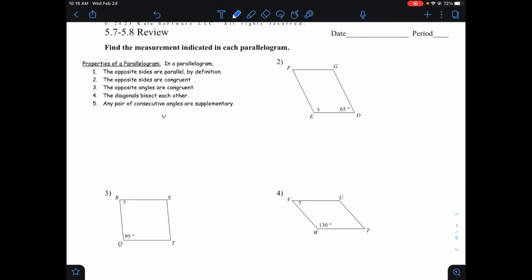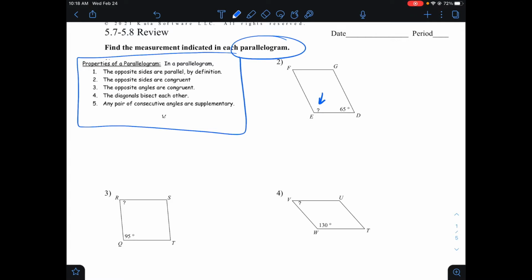And we need to find this indicated measure. So we've got to find this question mark. Now, in order to do these problems, you're going to want to use your properties of parallelograms, because it says that these are parallelograms. One thing that's going to help us here is that any pair of consecutive angles are supplementary. Consecutive angles are like, if you were going around in a circle, you'd hit them right next to each other, right? You hit this guy, you hit this guy.